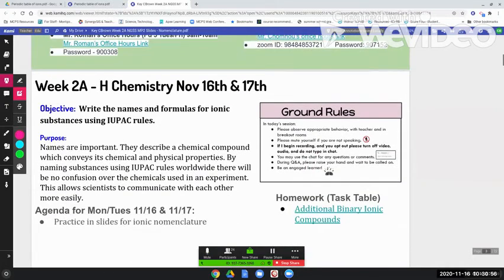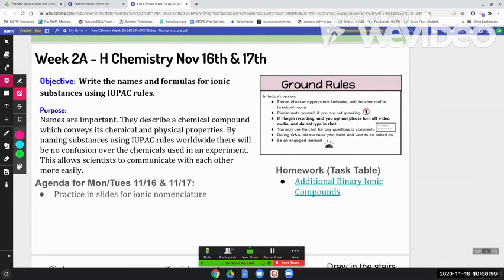Okay. So we're going to learn how to write the names and formulas for ionic substances using IUPAC rules. IUPAC is a worldwide organization. It's an association of scientists that determine what the standards are and how we name things so we can communicate with each other more easily. Names are very important, and being able to communicate across languages is difficult. So if somebody says hydrochloric acid, we all know what formula hydrochloric acid is, all right?